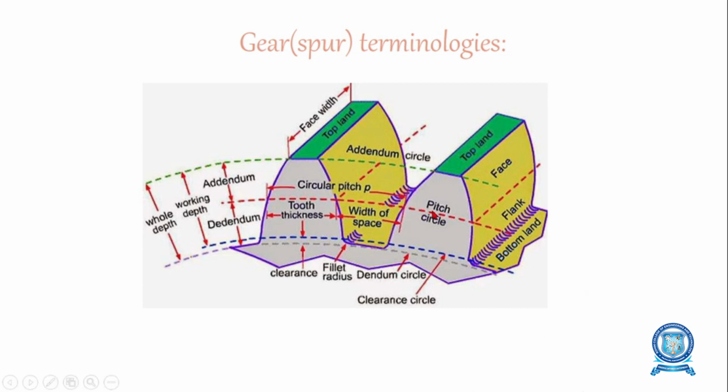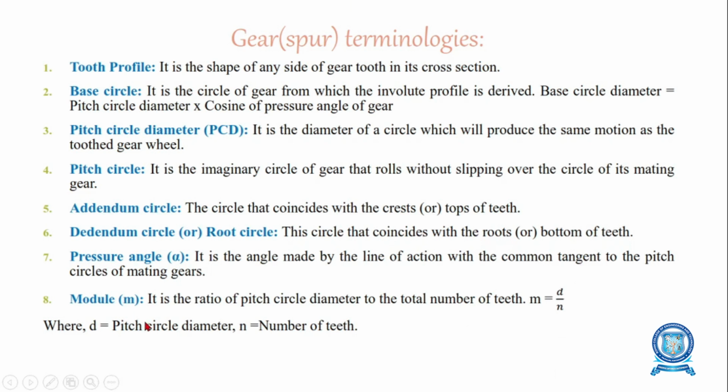Now the next one is module. It is the ratio of pitch circle diameter to the total number of teeth. So M is equal to D by N, where D is the pitch circle diameter and N is the number of teeth in the gear. So module M is equal to D by N.